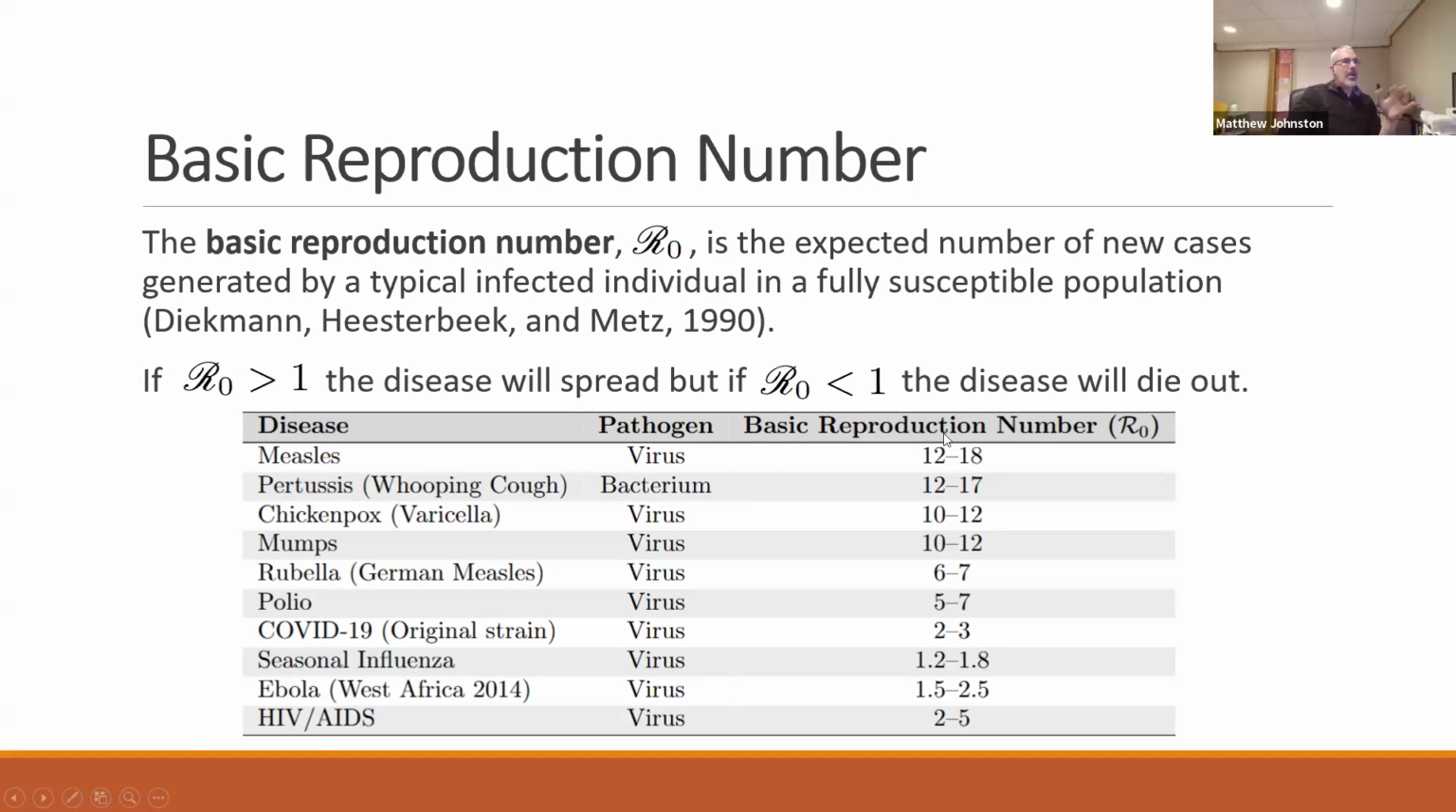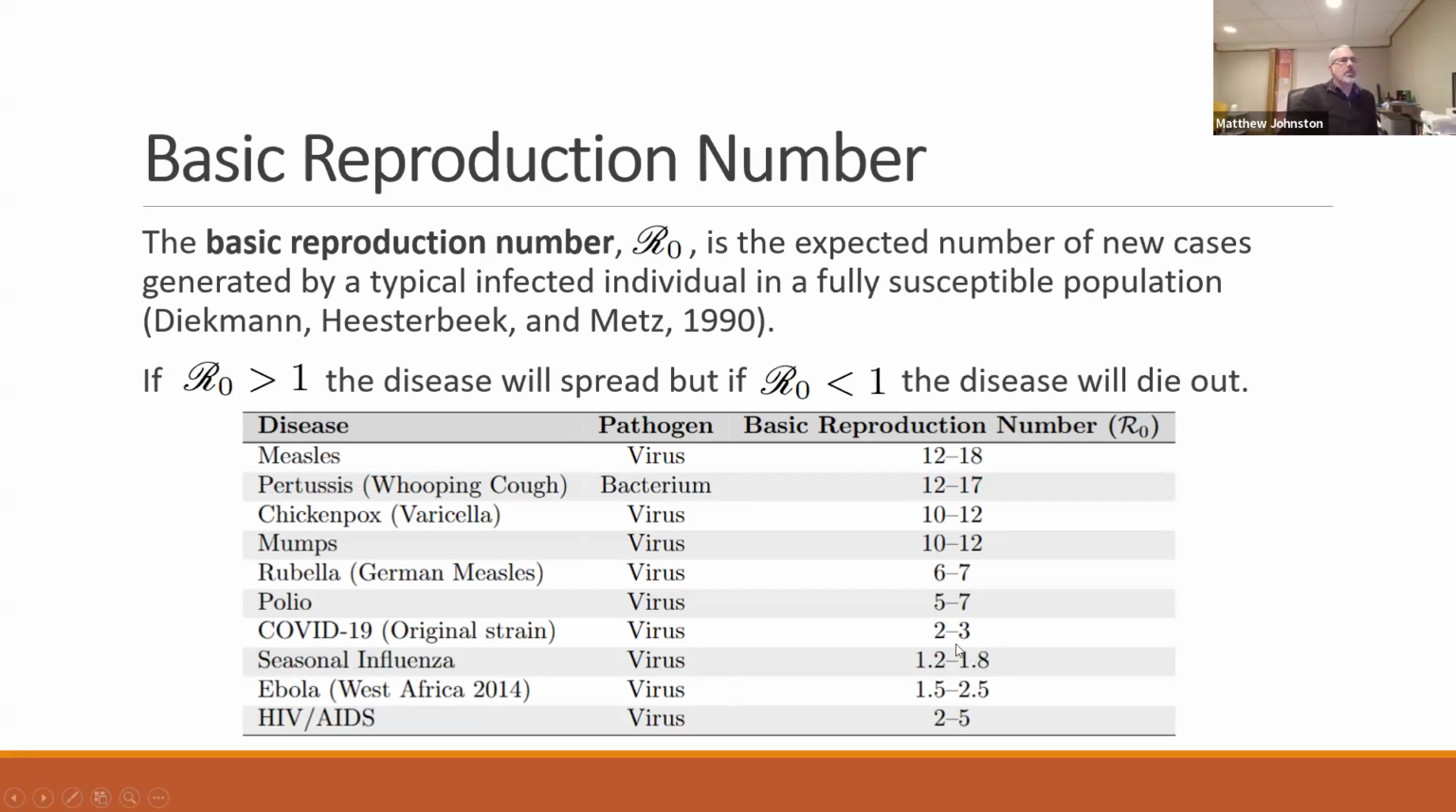So measles has a huge basic reproduction number, 12 to 18. In a fully susceptible population you'd expect that many new cases per existing case. And then it sort of goes down. I mean, COVID was only really 2 to 3. That was the original strains.